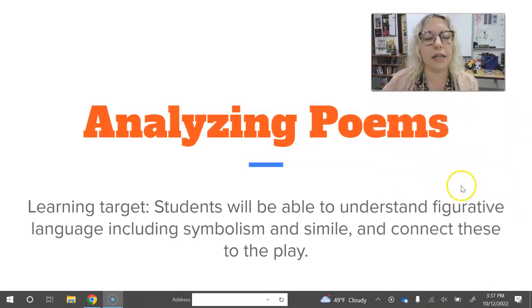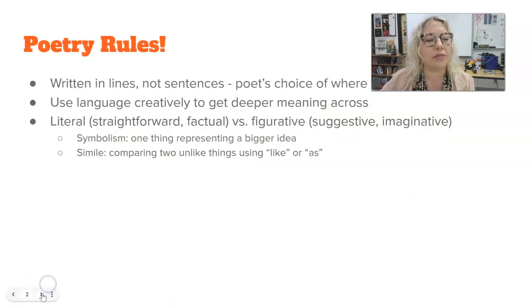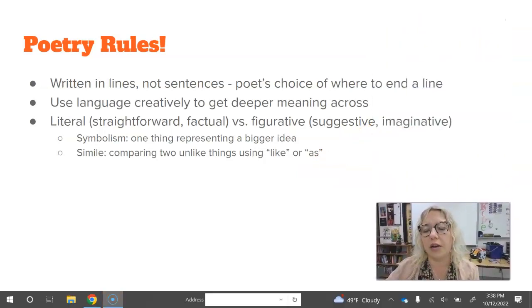Hey there, it is 1.3, Step 3, Analyzing Poems, and our learning target is students will be able to understand figurative language, including symbolism and simile, and connect these to the play. So let's take a look at what we've got here. Poetry rules, love poetry. I hope you guys do too.